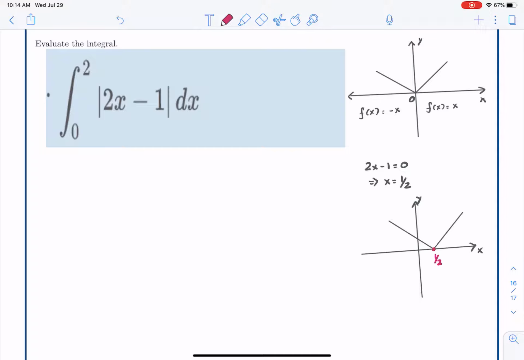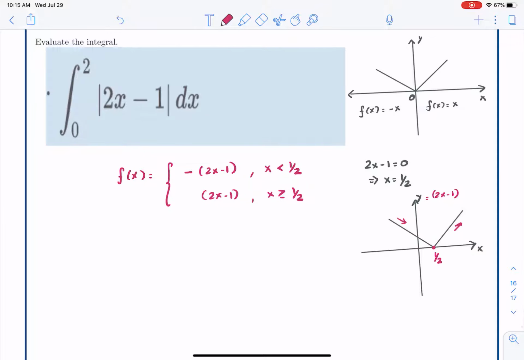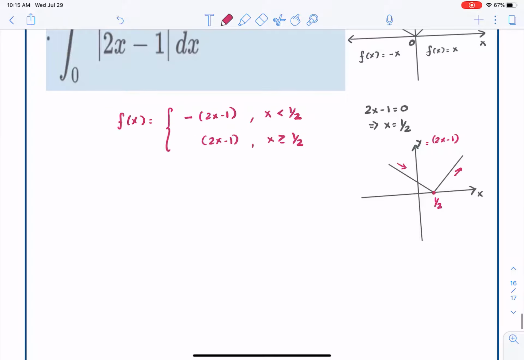So we can define the function f of x as equal to negative (2x minus 1), because this is decreasing and it is increasing there, so the slope has to be negative and positive, for x less than 1/2, and 2x minus 1 for x greater than or equal to 1/2. So we have to split the function at 1/2.